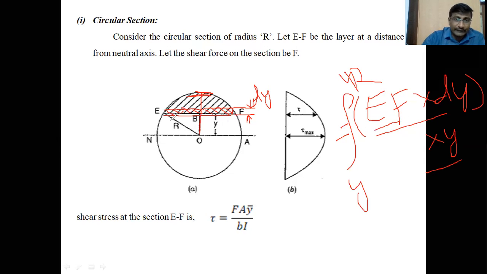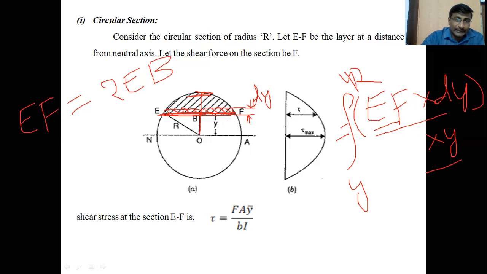So what is the EF? What is the length of the EF? We should know the length of the EF. EF is equal to, from the circular section diagram, we can write EF is equal to EB. B is the center point of EF. 2 times EB, isn't it? Because both are equal, EB equal to FB. So 2 times EB, we can write it as 2 times EB. EB is the distance from E point to B point, and distance from B point to F point is also the same. Therefore, EF equals 2 times EB.